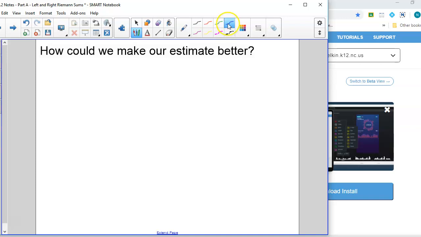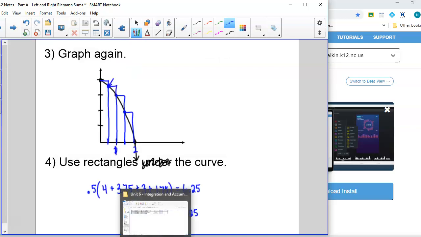We could do the trapezoids like we did yesterday. So the trapezoids have a lot less of a little gap there, so your underestimate's going to be a little bit closer for that. So trapezoids would work better. What if we stuck with the rectangles? What can we do still using rectangles that would make this better?